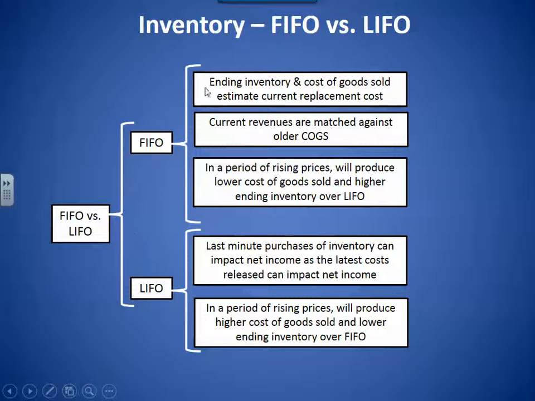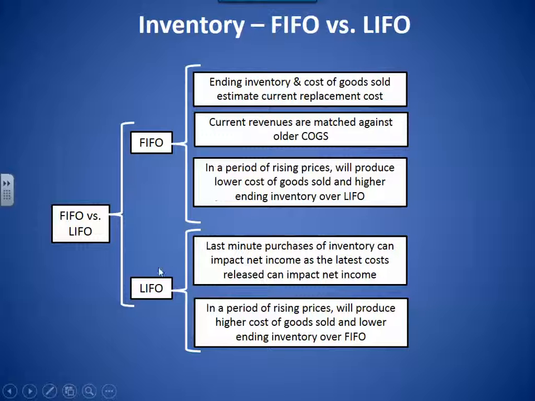First of all, under FIFO, ending inventory and cost of goods sold will estimate the current replacement cost of those items. Number two, and this is a disadvantage for FIFO reporting, current revenues are matched against older costs of goods sold because under FIFO, we're liquidating the older layers first. Number three, under FIFO, in a period of rising prices, FIFO will produce a lower cost of goods sold and a higher ending inventory than LIFO. And in a period of falling prices, the opposite is true.